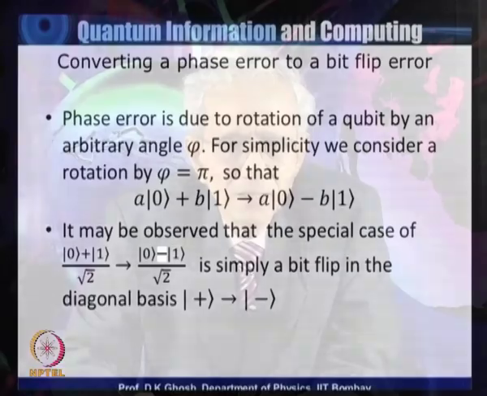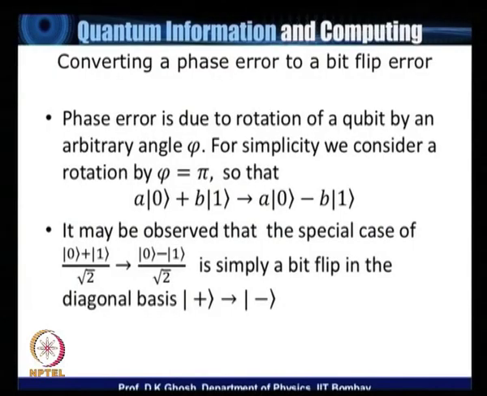So let us look at what one can do for the phase error. One of the things that we would like to do is to talk about a phase error due to rotation of a qubit by an arbitrary angle phi. But in order to make the discussion somewhat simple, let us just take the case of phi equal to pi. Now if phi is equal to pi, then a0 plus b1 goes to a0 minus b1. Now you notice one thing: suppose I look at the special case of a equal to b equal to 1 over square root of 2, then this simply means the state (0 plus 1) by square root of 2 has become the state (0 minus 1) by square root of 2.